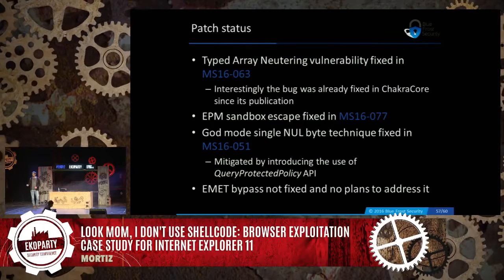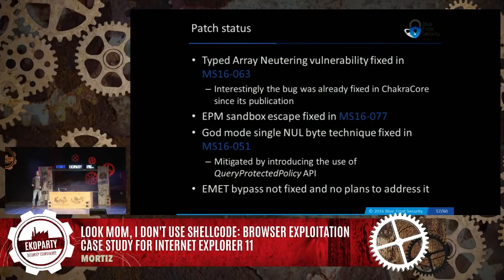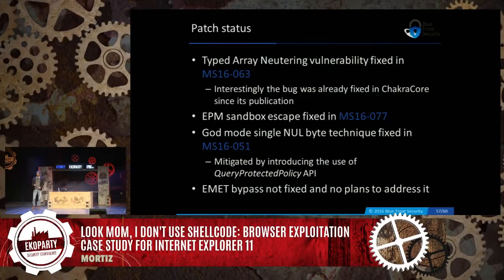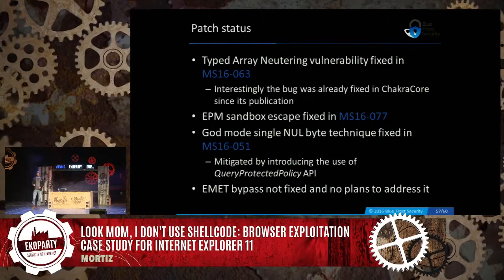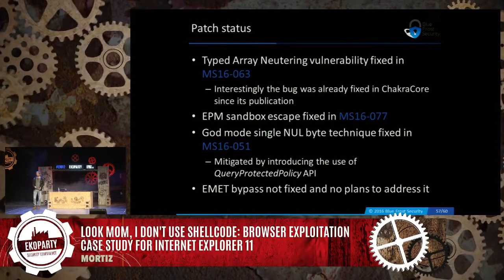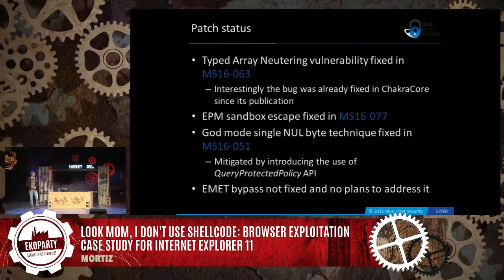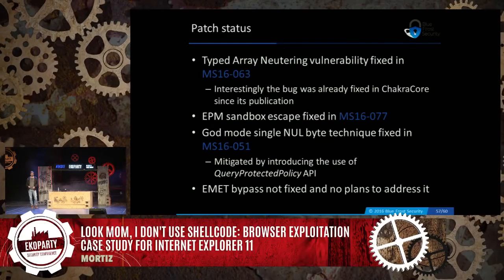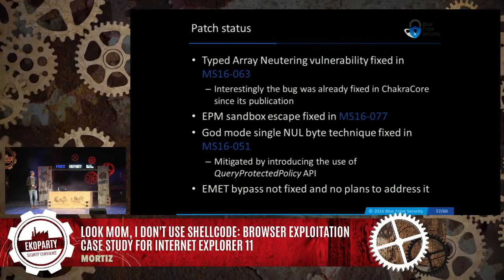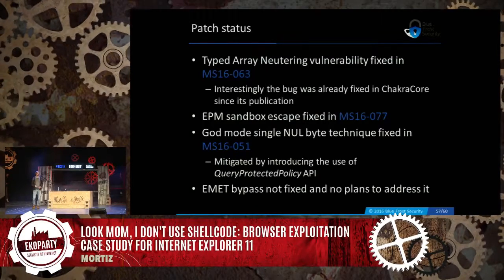And interestingly, the God mode fix only applies to processes running inside the sandbox. So for every renderer process which is running outside of the sandbox, you can still use the technique, write a single null byte and get code execution. And finally, the EMET bypass is not fixed at all, so they decided not to fix that. So all the techniques I've shown you today, you can still use them in the latest version of EMET to turn it off, basically.